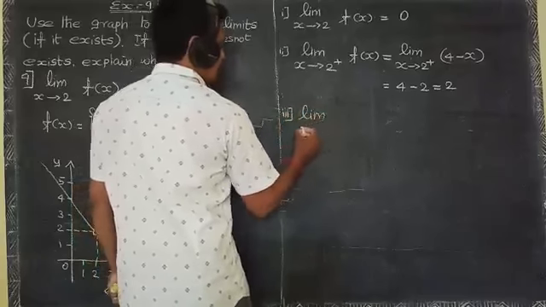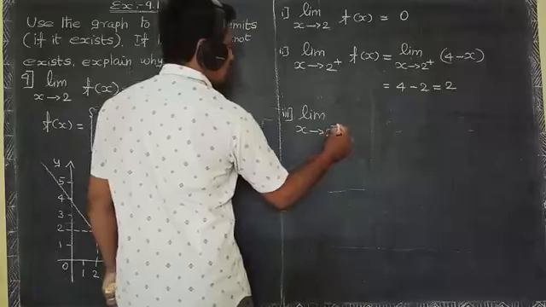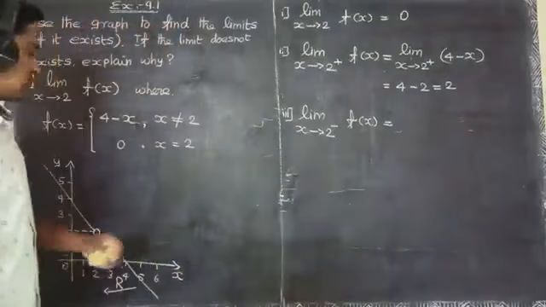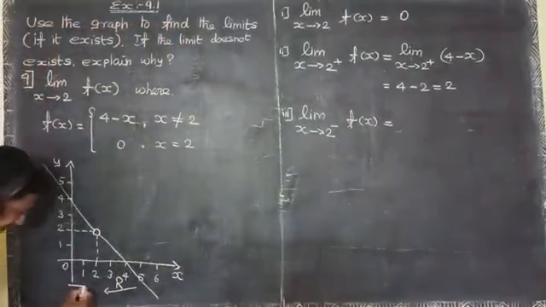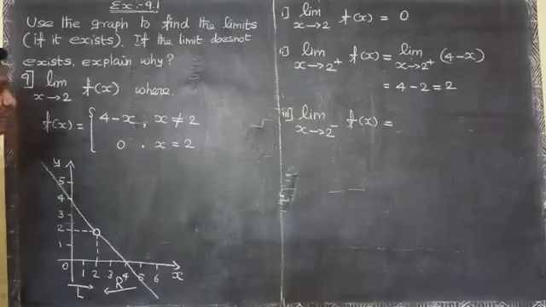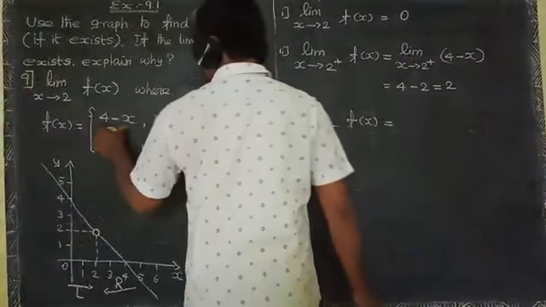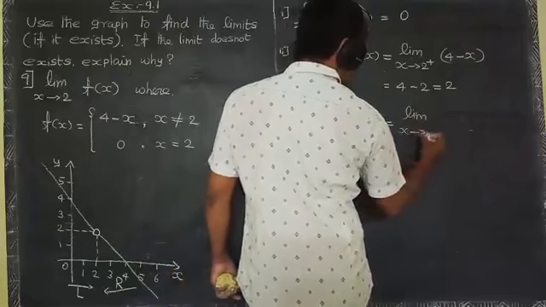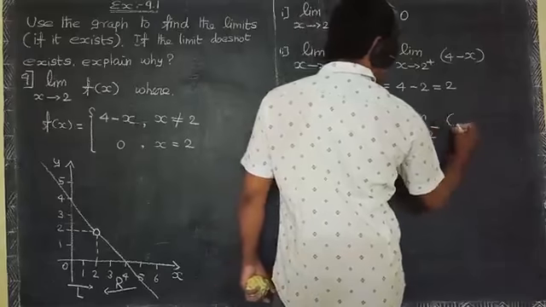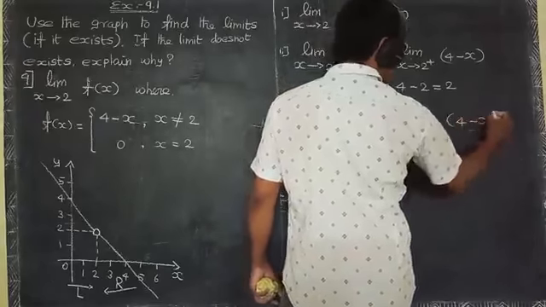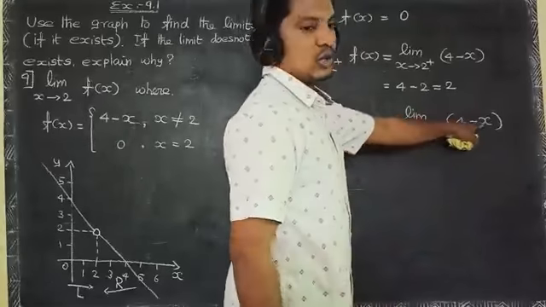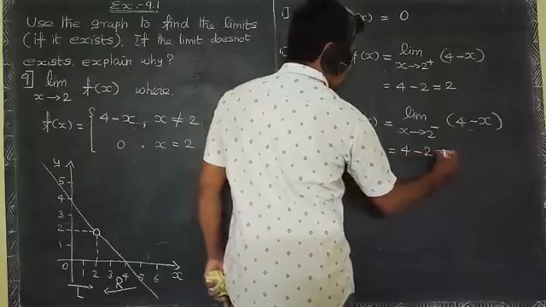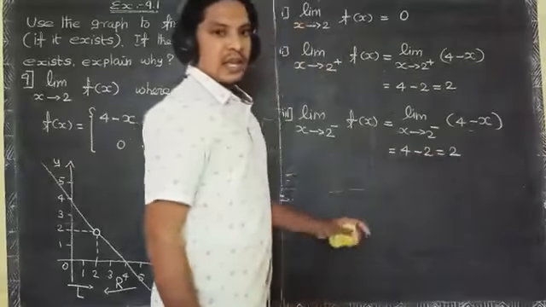The third one: limit x approaches 2 minus f of x. It means x approaches 2 from the left side. So we choose the function 4 minus x. Limit x tends to 2 minus, we choose the function 4 minus x. Now substitute x equal to 2 into here, that is 4 minus 2, which is equal to 2. Okay.